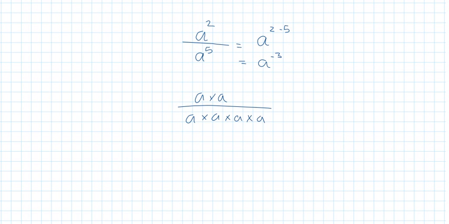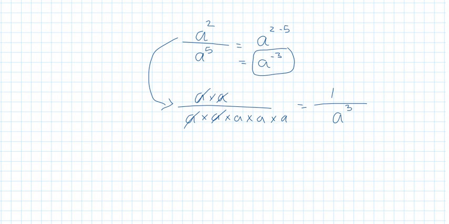Yeah? So if I want to cancel, what do I have left? What do I have on the top? I have nothing, which is 1, right? I have 1 over, what do I have on the bottom? A to the power of 3, right? These two are exactly the same question, right? I got this from this. If I use the exponent law, it gives me this. If I use the expanding format, it gives me this. So that means these two are equal.